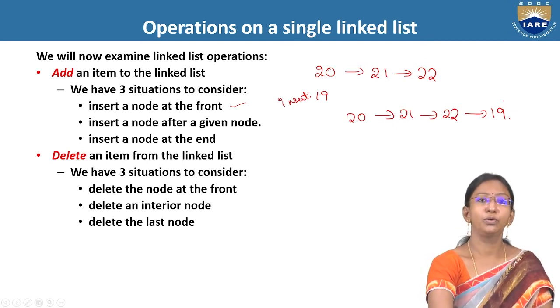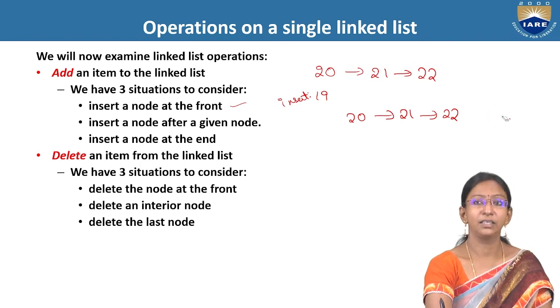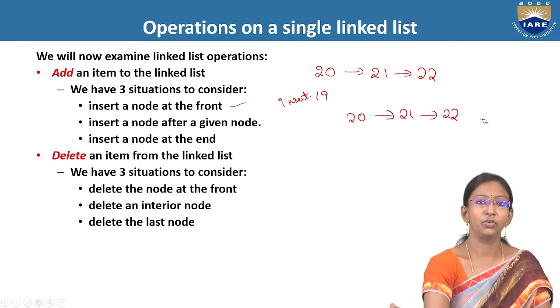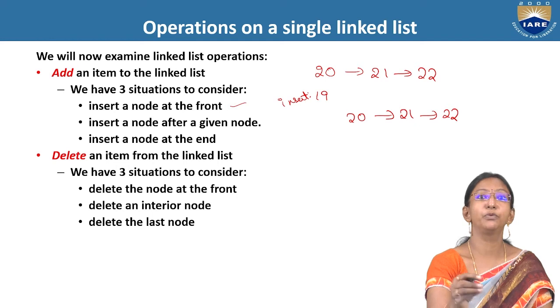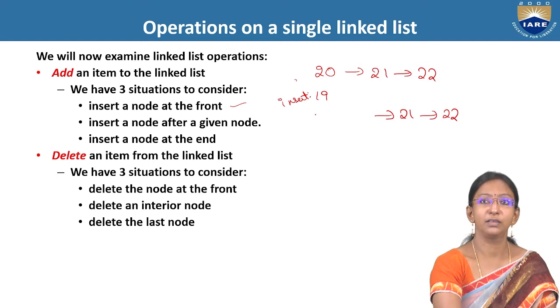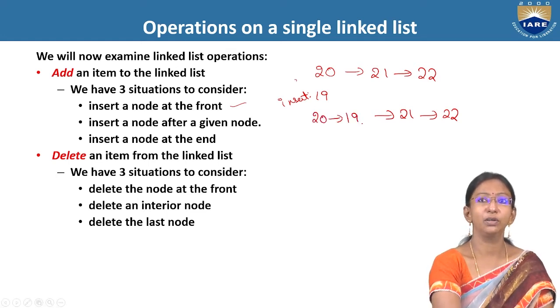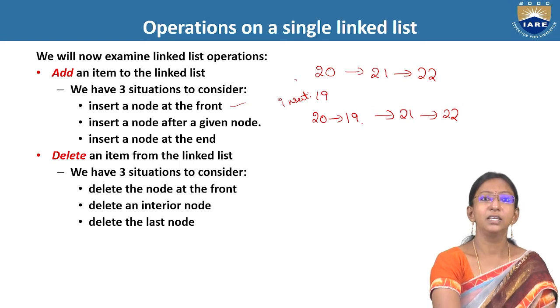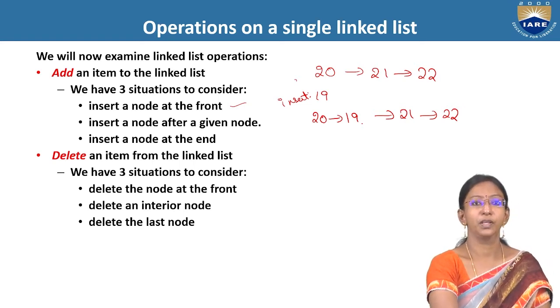What if you want to insert 19 neither at the end nor at the front but at position 2? Then it must come at position 2. Then the resultant should be like this. Have a look. 19 is sitting at the second position. So these are the three different cases in case of insertion.